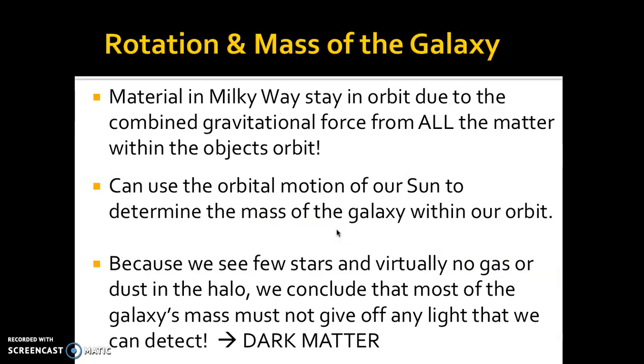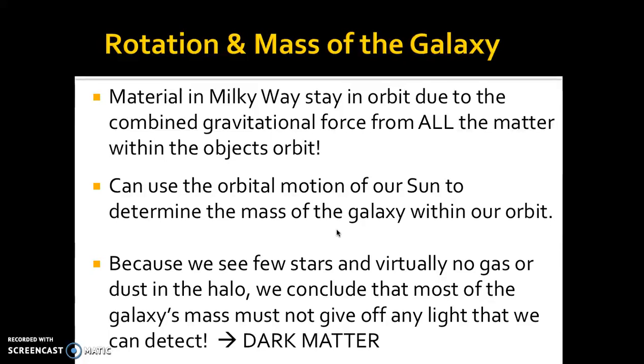The material in the Milky Way stays in orbit due to the combined gravitational force of all the matter within that object's orbit. So you could use the orbital motion of our sun to determine the mass of the galaxy within our own orbit. And now, because we see very few stars and virtually no gas or dust in the halo, we concluded that, you might not be surprised, that most of the galaxy's mass must not give off very much light, because we would think all of it would be in that plane of our galaxy, in the disk.